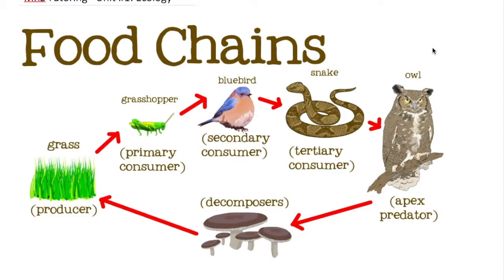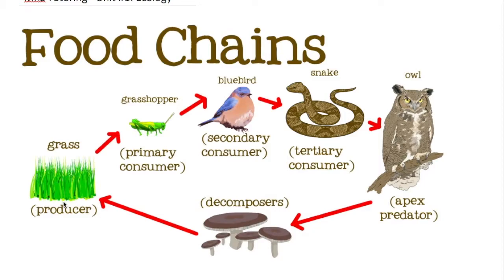So first off, we're going to start off with producers. The producers are the base of the food chain. They make their own food with photosynthesis, which most of you already know, and they're also the food for all other animals. Something that you guys may have not known is producers also provide shelter for smaller animals.